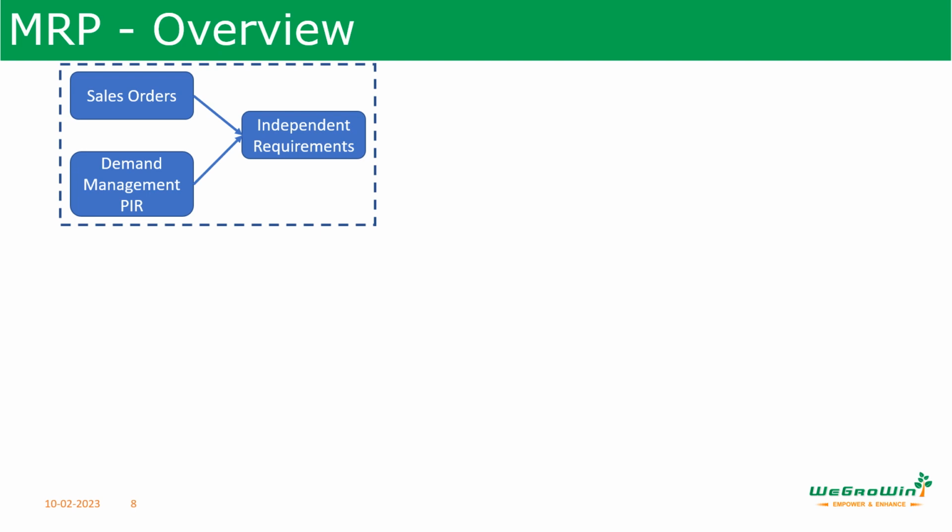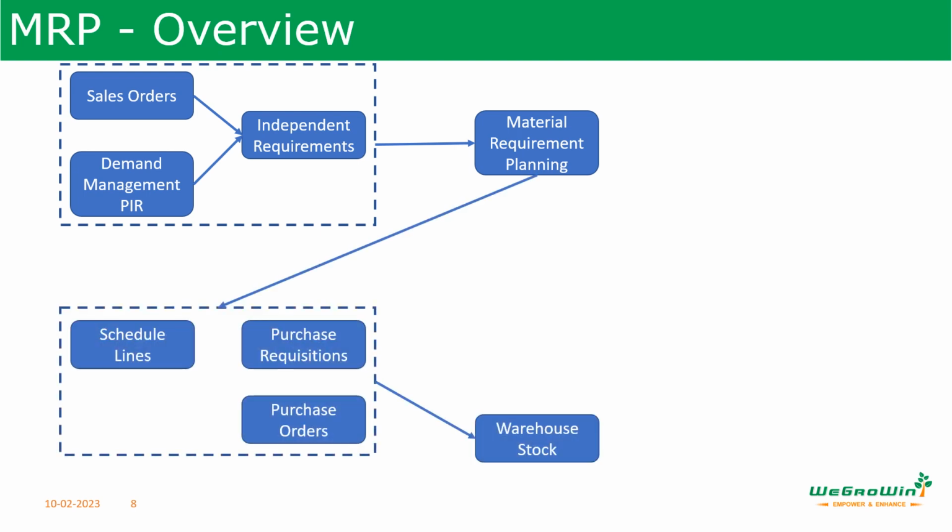So the MRP starts with the inputs, that is the demand side: the sales orders, demand management, the PIR. These things, as we discussed, are called independent requirements. When you give the independent requirement, the system will run MRP based on the bill of materials. It will propose either schedule lines or purchase requisitions based on the settings we did. This purchase requisition can be converted into purchase orders.